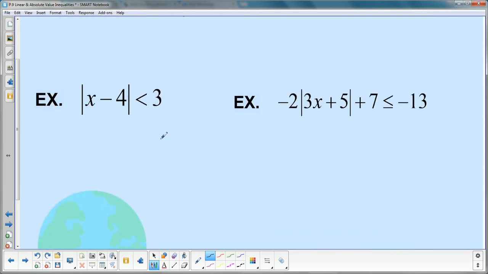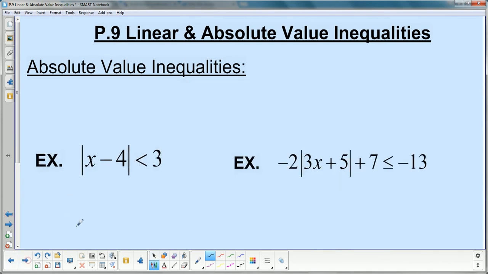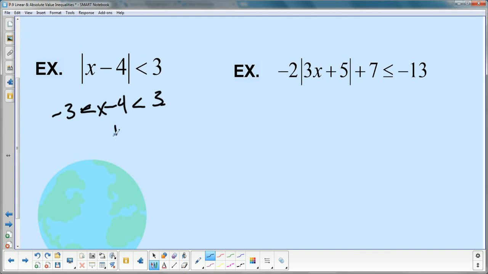The first one we have is less than 3. So that is going to tell us, remember, if I jump back here, if it's less than, that's an AND statement. So less than, we need to bring down our expression, stays less than 3, and is greater than negative 3. So I solve this just like I did a compound now. I'm going to add 4 to each side, which leaves me with x in the middle. It leaves me with 1 over here, and it leaves me with 7. So 1 is less than x is less than 7.